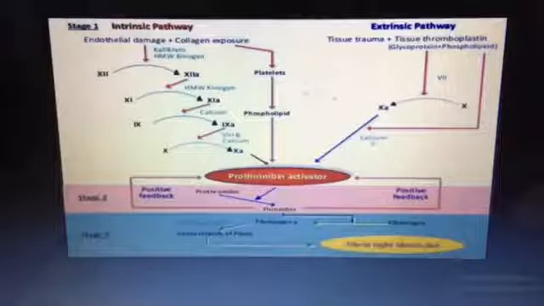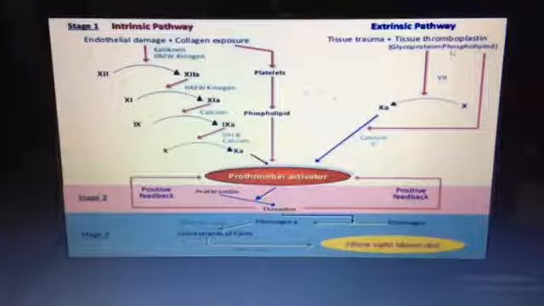So, in this extrinsic pathway, the tissue thromboplastin is released, and this thromboplastin contains protein, phospholipid, and glycoprotein, which act as proteolytic enzymes. The glycoprotein and phospholipid components of thromboplastin convert factor 10 into activated factor 10 in presence of factor 7 here. See the arrow cursor, factor 7.